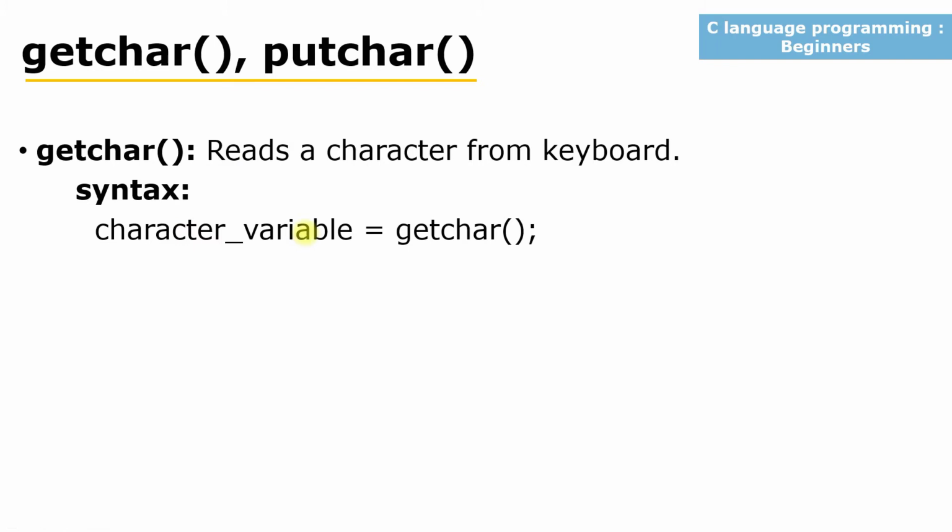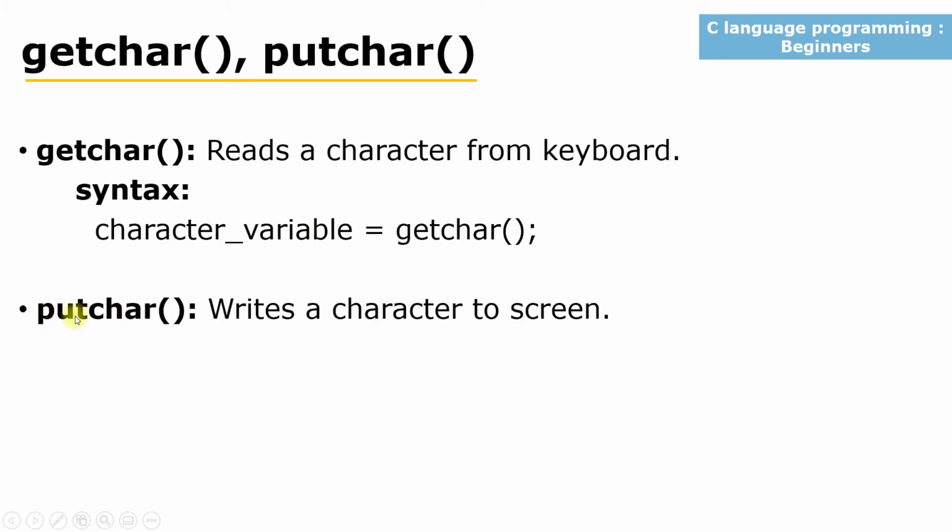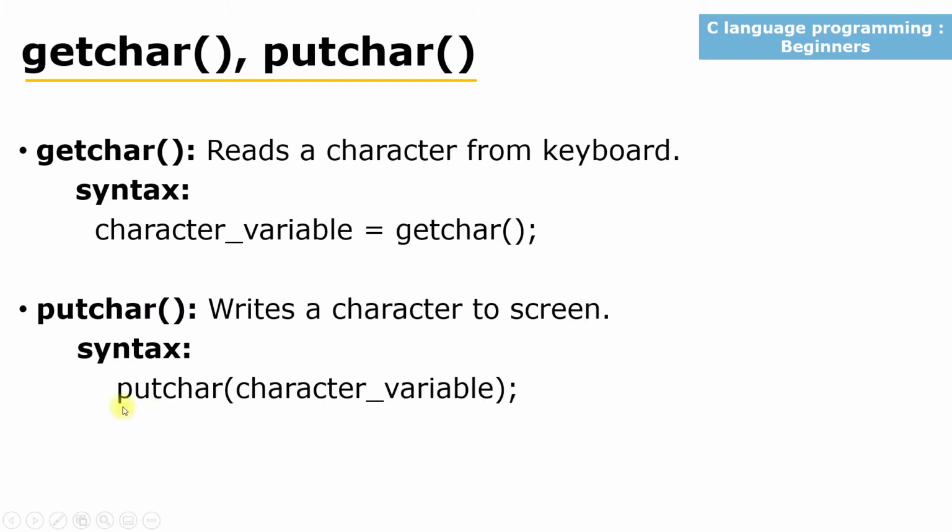Now let's see what is putchar. Put means display. What will it display? A character. Where will it display? Onto the standard output device, which is the monitor. We can also call it the screen. Now let's see the syntax for putchar. Put means display a character, where we stored the character data in the character variable. So we need to write that variable here so that it will display the character data onto the screen by taking it from the character variable.